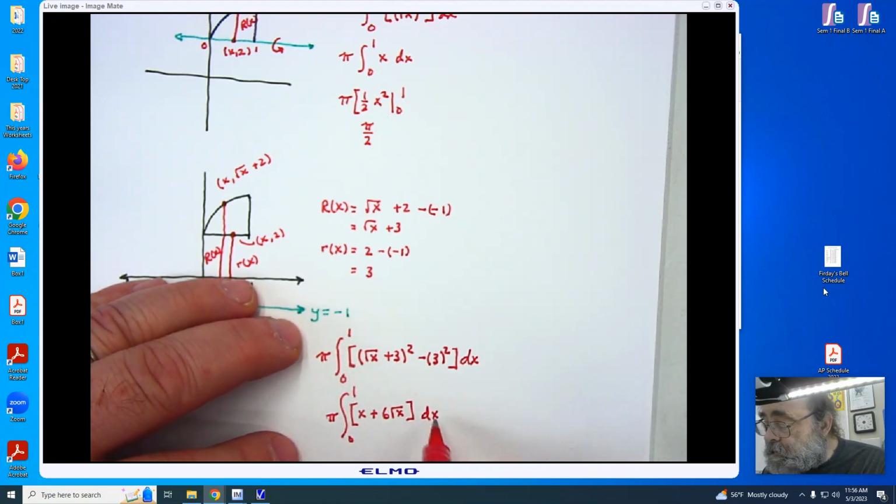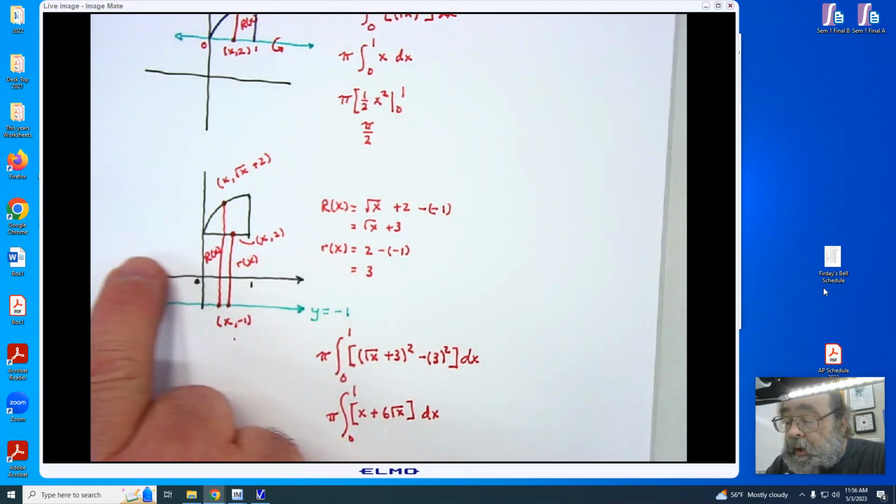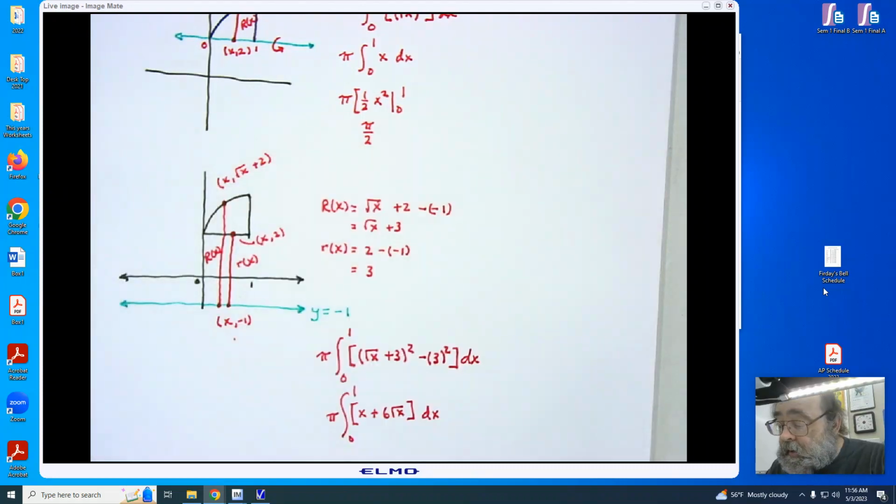Dx. And this is what we would work with. Let's now set up another problem. This time, I'm going to move the axis to y equals 1. We're going to move it up in between. Y equals 1.